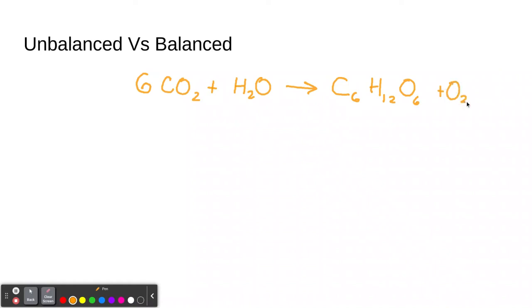Let's use this color. If you can do this one, then I think you're getting it, right? So we'll take 6 CO2 plus H2O. That's the reactants. And we will yield, we'll get a product, we'll make this: 6 carbon, 12 hydrogen, 6 oxygen, plus O2.